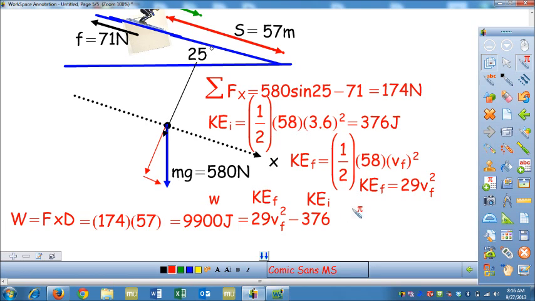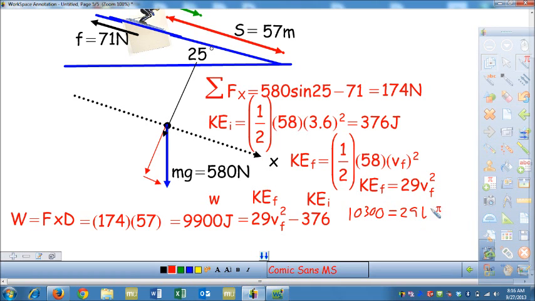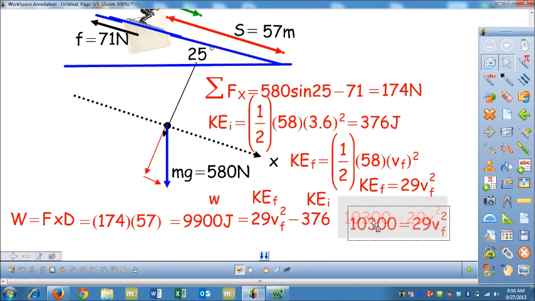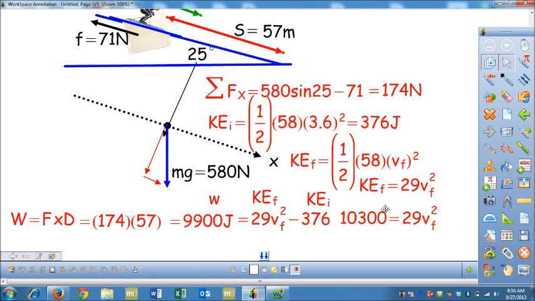I mean 10,300. Okay, 10,300 equals 29 V final squared. Divide both sides by 29. Now I've got like 354 equals V final squared. Three, 5, 4 equals V final squared.